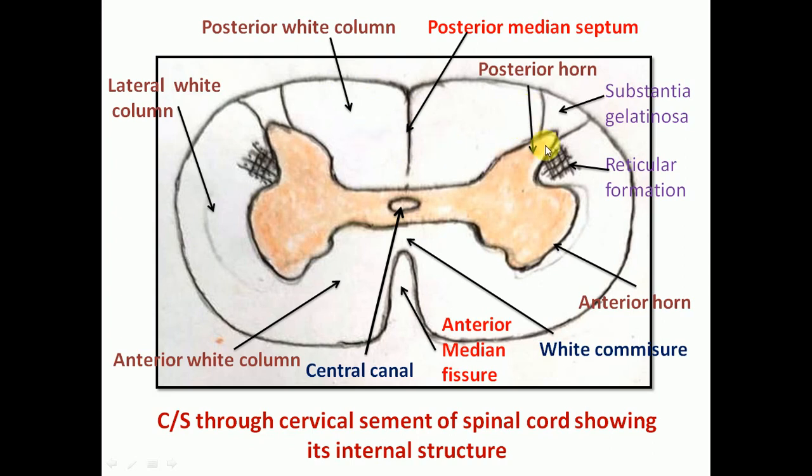Now between the posterior horn and lateral horn there is the presence of the reticular formation within the lateral white column, and that can be seen particularly in the cervical region and also in the thoracic region. Now this posterior gray horn is connected with the posterolateral aspect via the substantia gelatinosa, a gelatin-like substance, and that provides attachment to the sensory nerve roots, and then from there fibers go to the higher center.